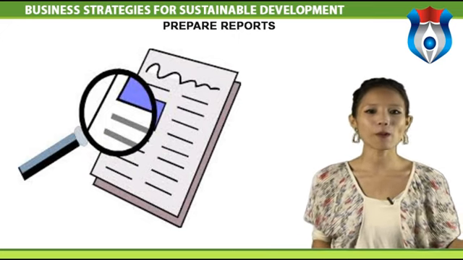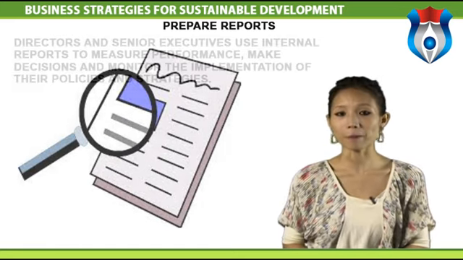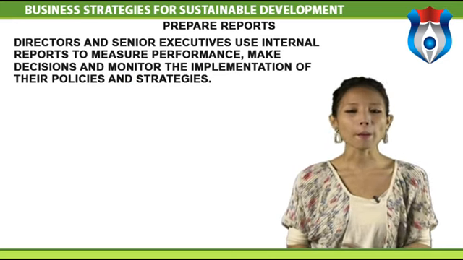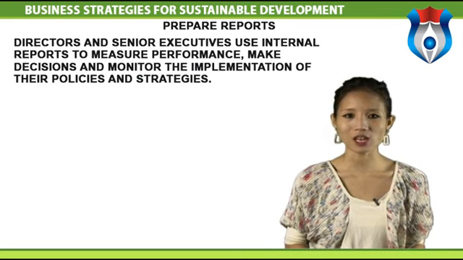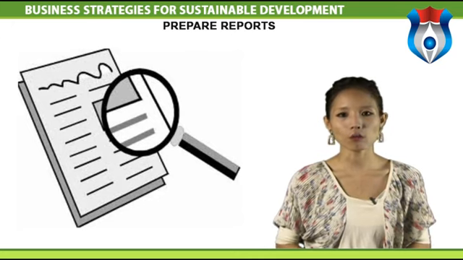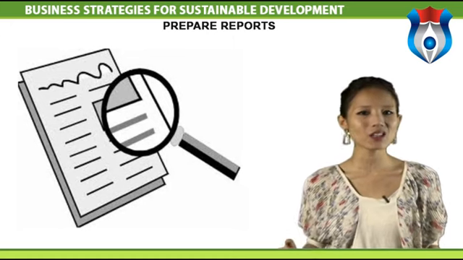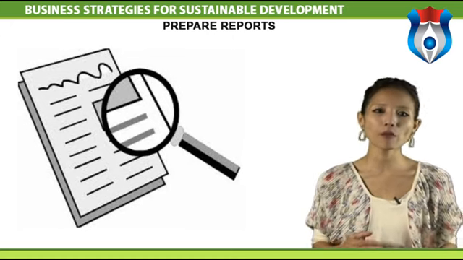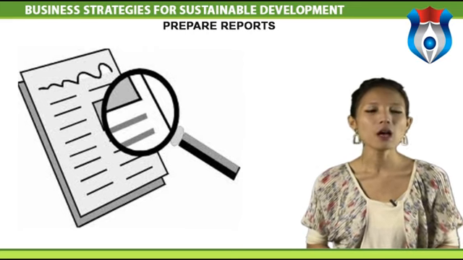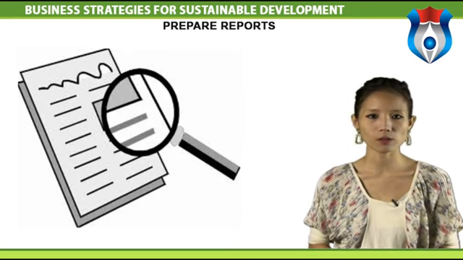outlining the enterprise's sustainable development objectives and comparing performance against them. Directors and senior executives use internal reports to measure performance, make decisions, and monitor the implementation of their policies and strategies. Shareholders, creditors, employees, and customers as well as the public at large use external corporate reports to evaluate the performance of a corporation and to hold the directors and senior executives accountable for achieving financial, social, and environmental objectives.